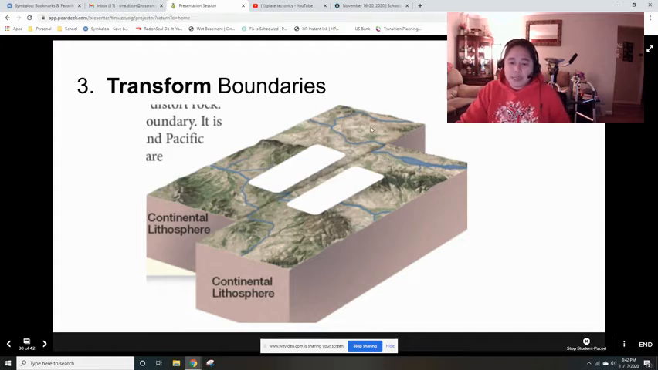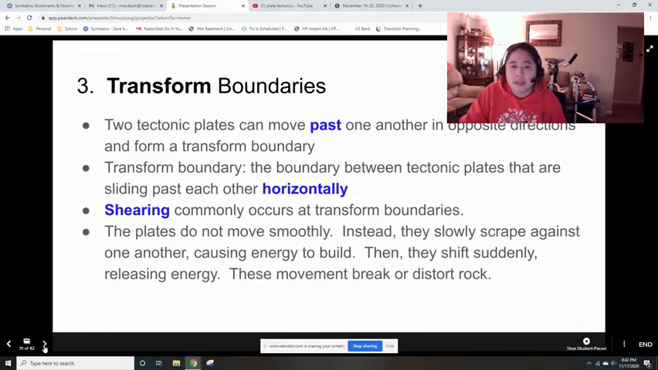The last boundary is the transform boundary. And this one's pretty easy because you can tell on this, these are the two plates that are going to slide past each other. So you're going to have one arrow going up diagonally and one arrow going down diagonally in these white boxes that you need to write in your notes.